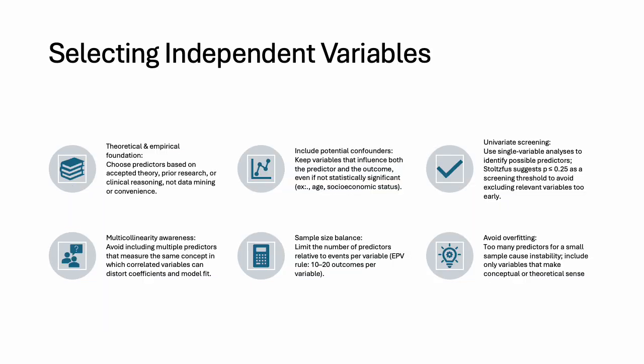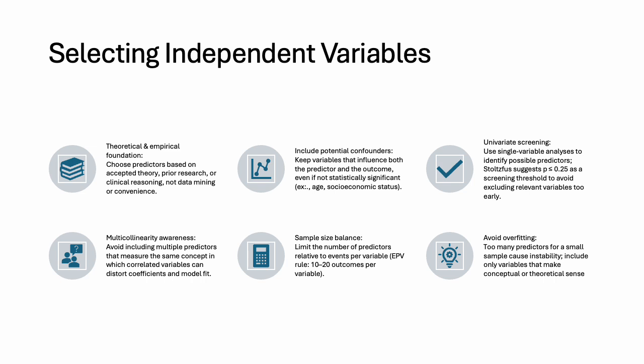When selecting independent variables, the first thing the author emphasizes is a theoretical and empirical foundation. Variable selection shouldn't just come from what happens statistically. It should be based on an accepted theory, previous research, or any solid clinical or practical reasoning. For example, if we're studying dehydration in children, we can include predictors like age, fluid intake, and temperature.